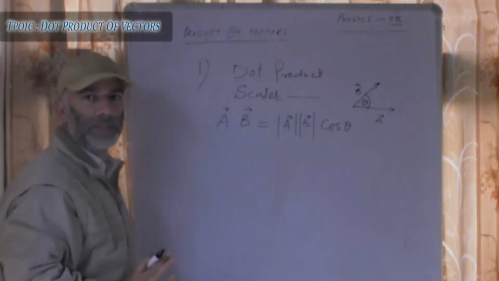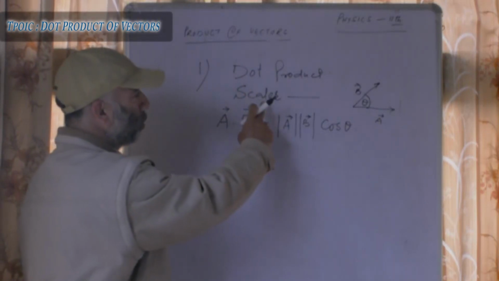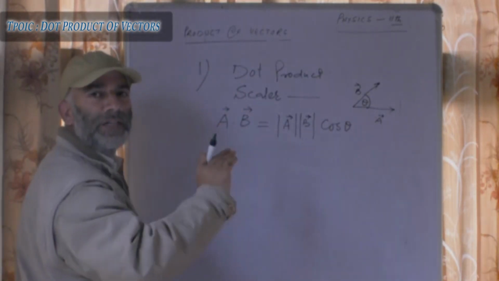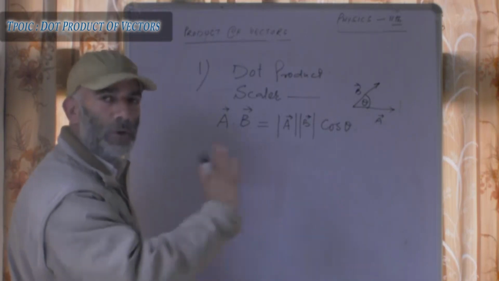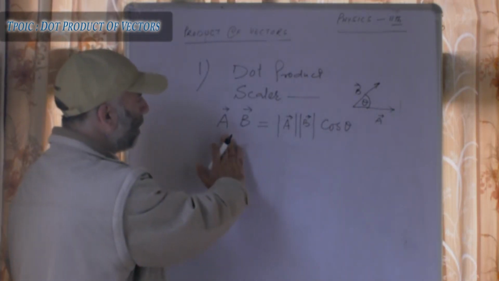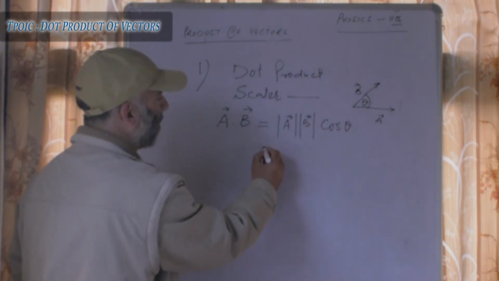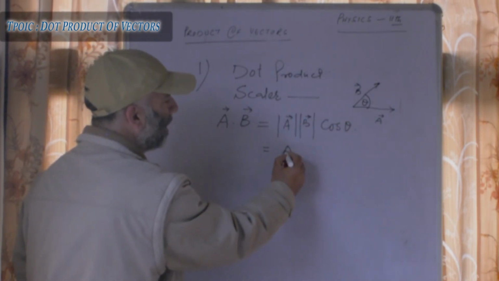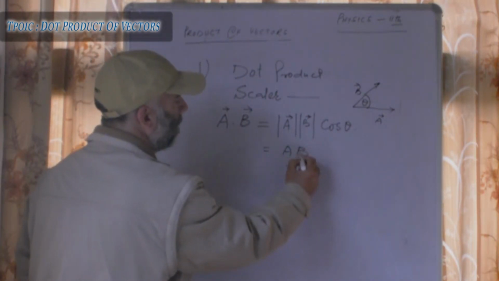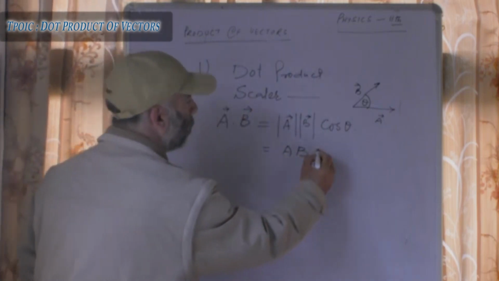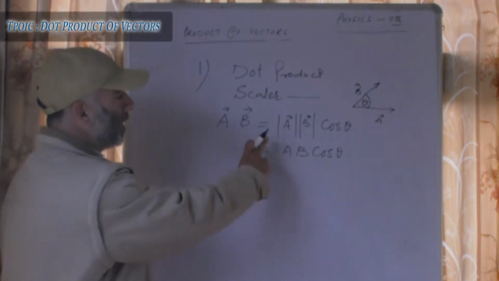So remember students, this dot product is also known as the scalar product. It is a scalar quantity, having only magnitude and no direction. So A dot B is equal to AB cos theta, or you can write it like this: mod of A can be written as A, and mod of B without the vector sign at the top. So A dot B is equal to mod A mod B cos theta.